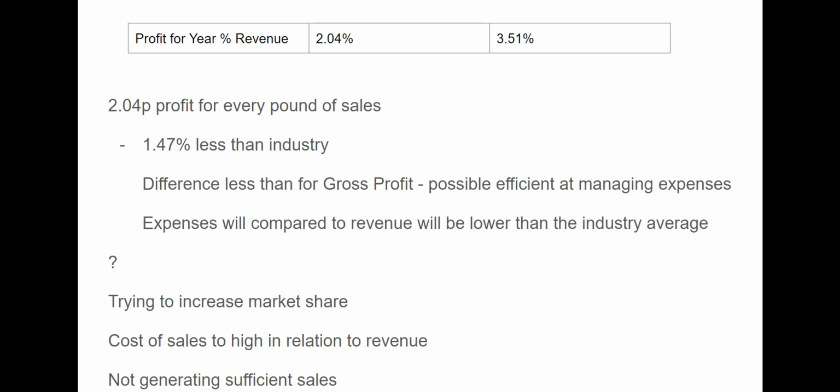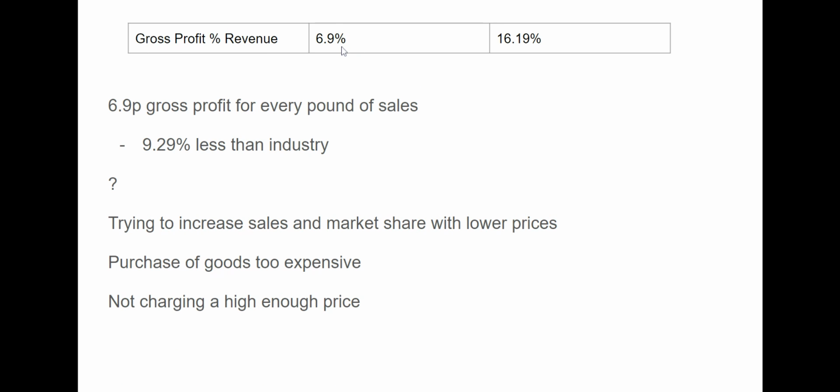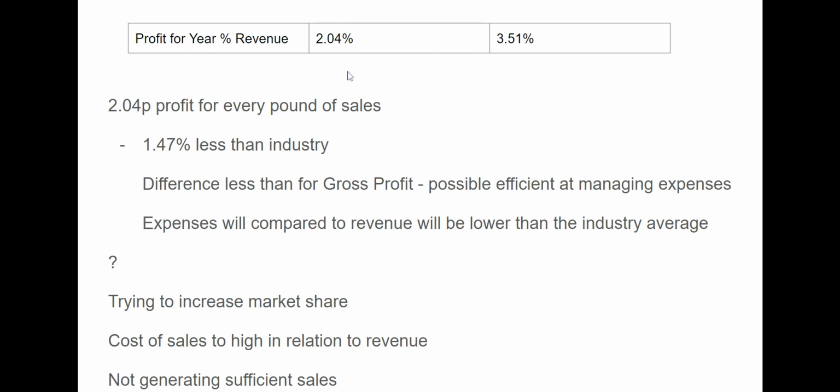Profit to revenue ratio, well, the first thing is actually just looking on here, although there's a big difference between the gross profit margins, it's not a big difference between the profit margin or the profit for the year as a percentage of revenue. So Tesco's generate 2.04 pence of profit for every £1 of sales, and that's 1.47% less than the industry. So on the face of it, this is still a bad thing. The first thing I noticed when I looked at that is the difference is a lot less than for the gross profit margin.